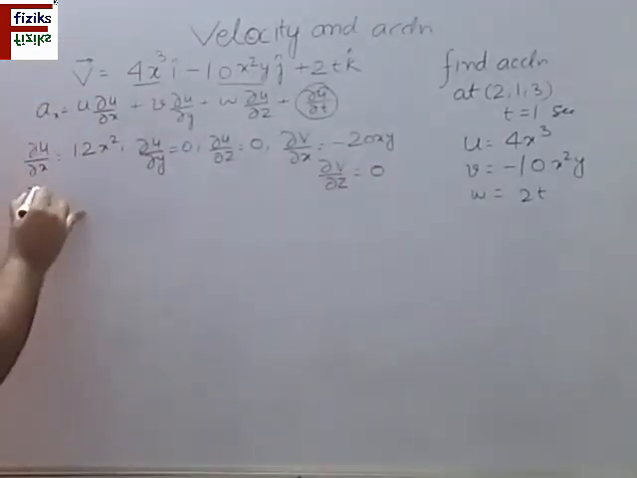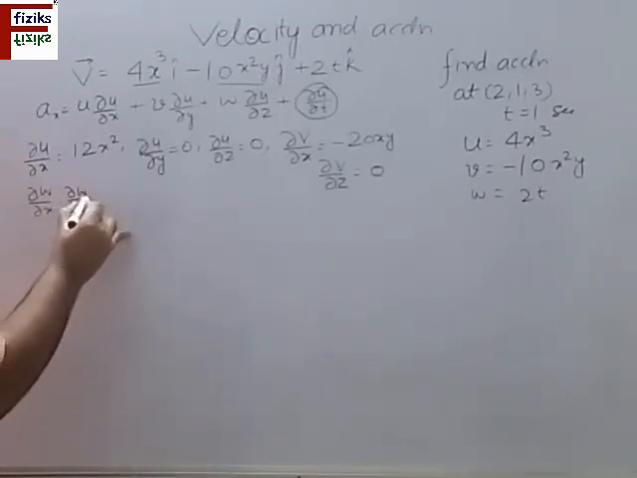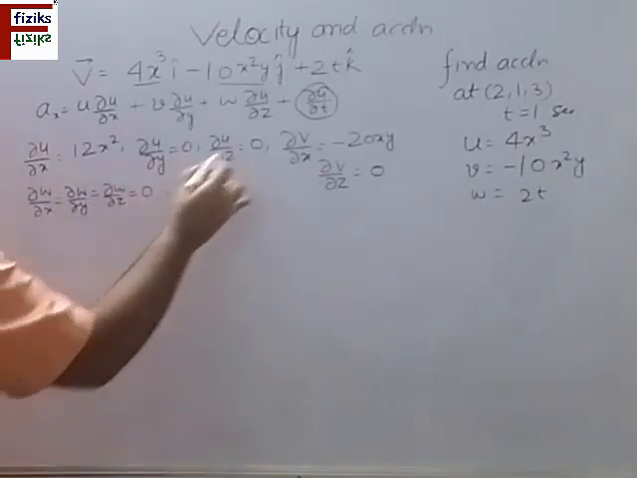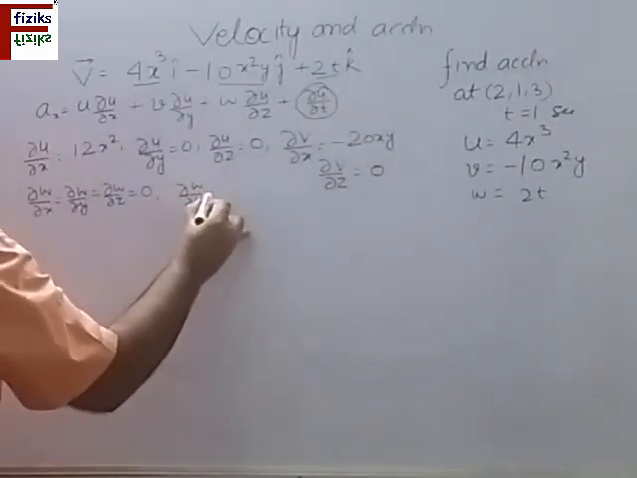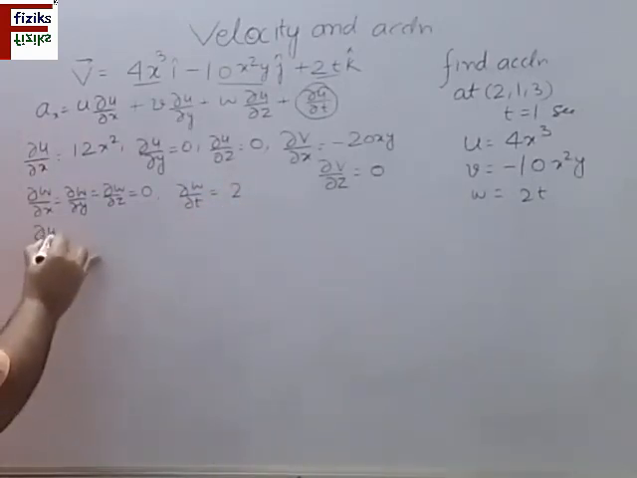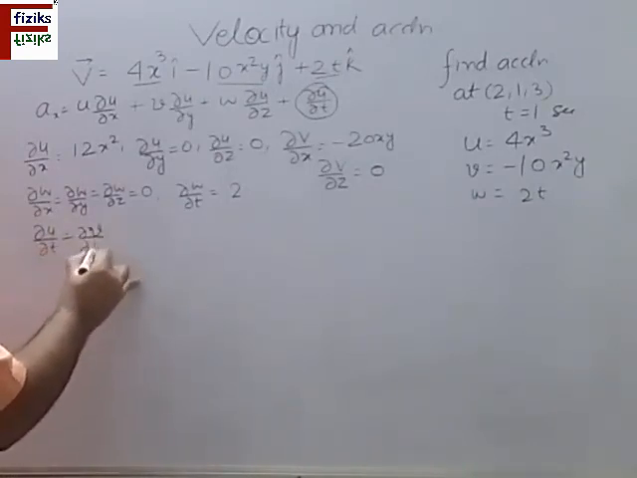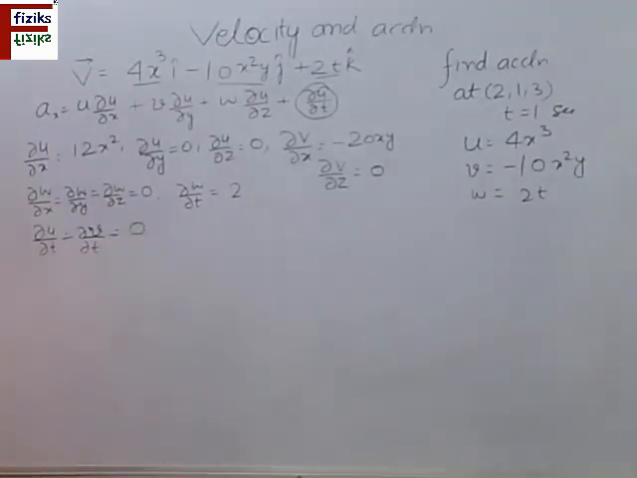Similarly, calculate for w. ∂w/∂x, ∂w/∂y, ∂w/∂z, all are equal to 0. It is not a function of x, y and z, but a function of time. ∂w/∂t is equal to 2, whereas ∂u/∂t equal to ∂v/∂t, they are equal to 0. Not a function of time. Now you can put the values in this equation.